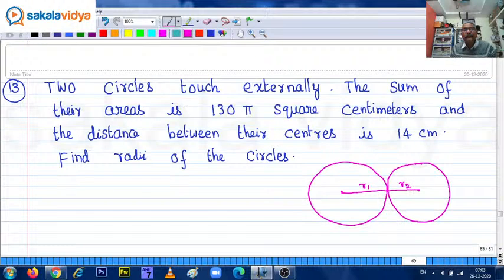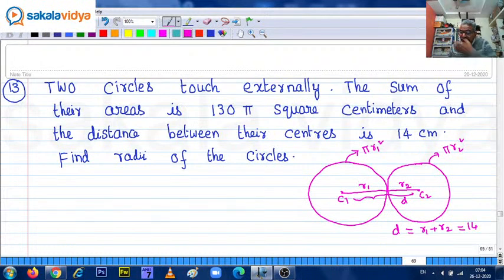Thank you, Syed. So now the area of this circle is pi R1 square. Area of this circle is pi R2 square. And next, this is the distance between centers, say C1, this is C2. Distance between them is D. Here D is equal to R1 plus R2. That is given 14 centimeters. This concept we have. Now the solution.